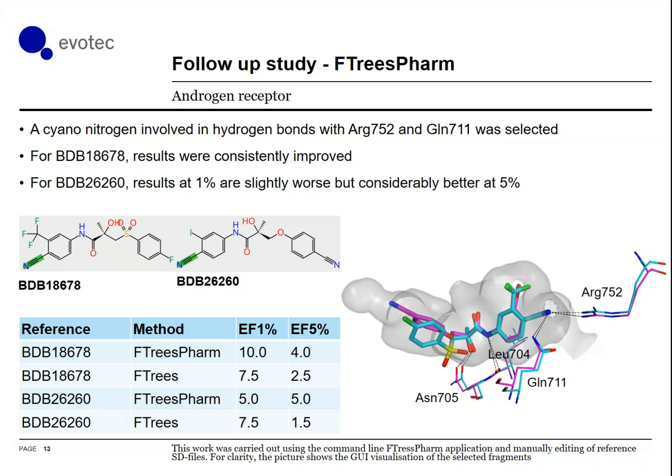And at 5% instead, I have a quite significant improvement in terms of enrichment factor. So from 1.5, which is almost close, let's say, to a random selection, to 5 with F3s farm. So basically, it stays stable, the enrichment factor from 1 to 5%, which is, I think, a meaningful improvement in this case. So with respect to, say, the first study case, I think that it worked quite well for both the reference compounds.